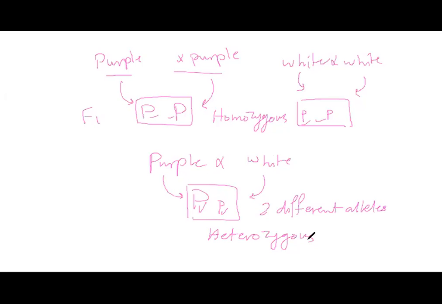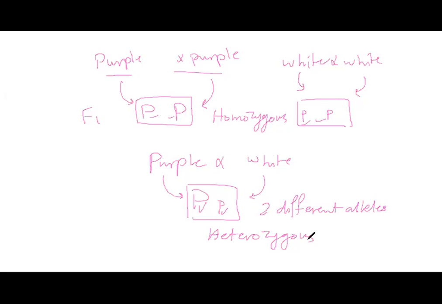So like this, we have something called phenotype. Phenotype means how it is going to look, how it appears, the outlook, the appearance. But genotype means the combination of alleles. It could be homozygous or heterozygous.